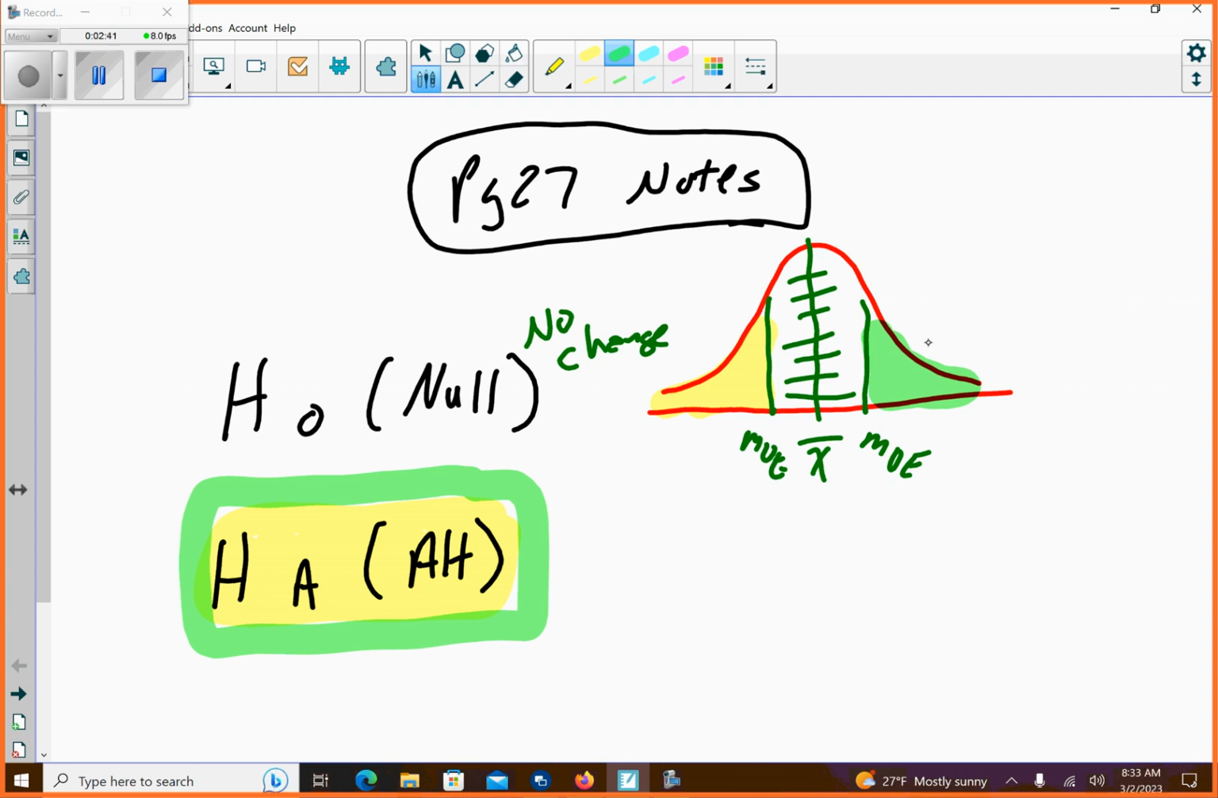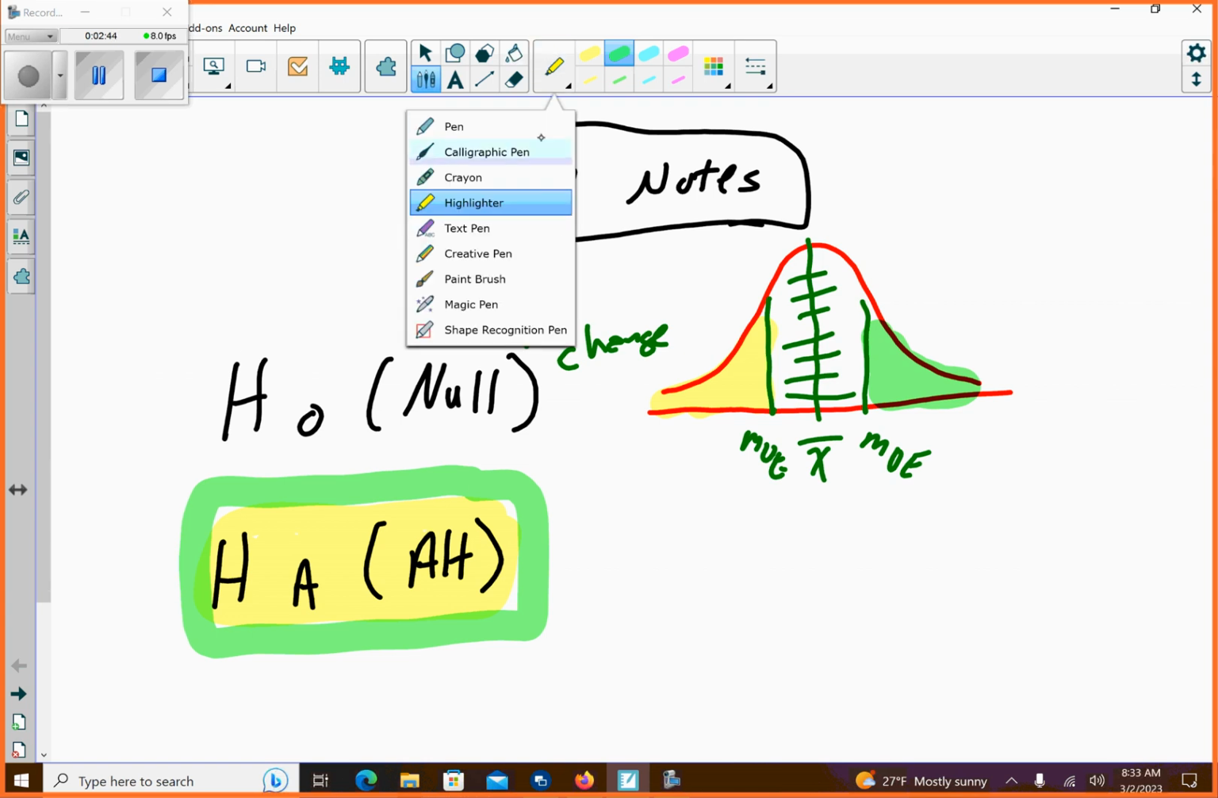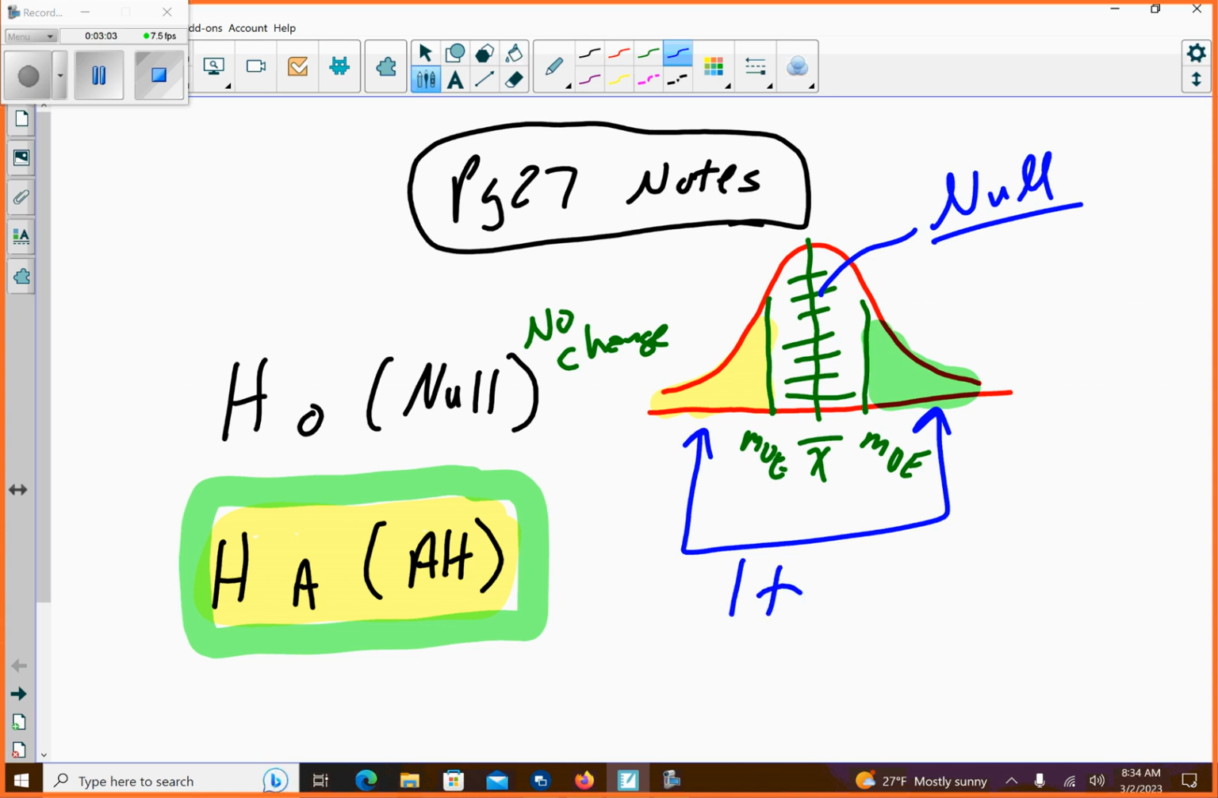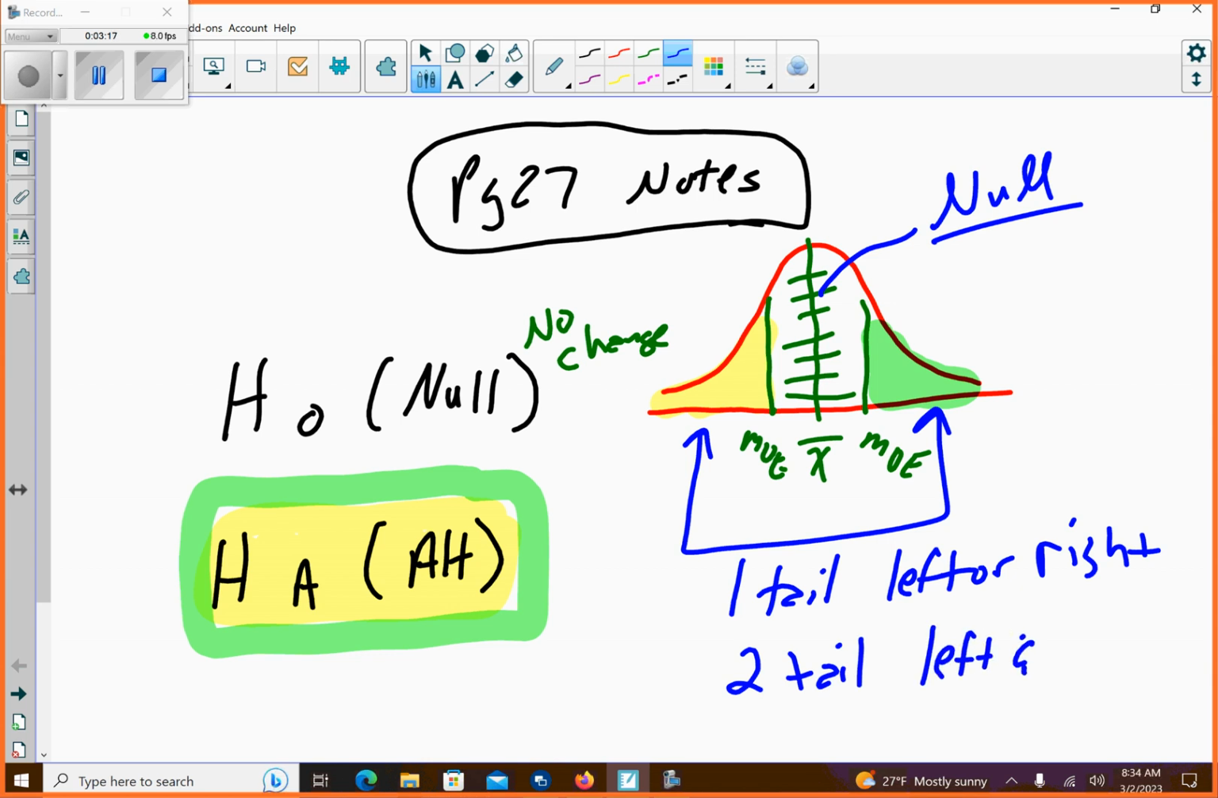And what we're trying to aim towards is, your null hypothesis, you're hoping that it falls in here. This is where your null falls into your thinking. And then these two regions, one tail is left or right, and two tail is left and right. Okay, does that make sense?